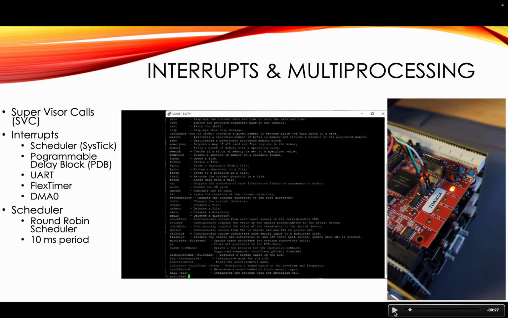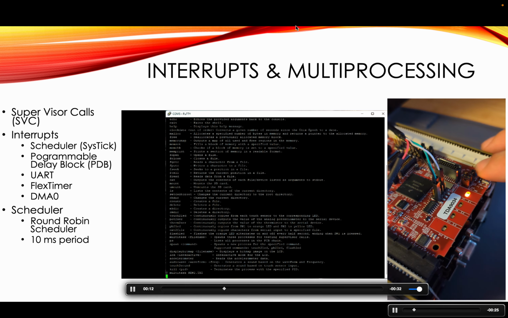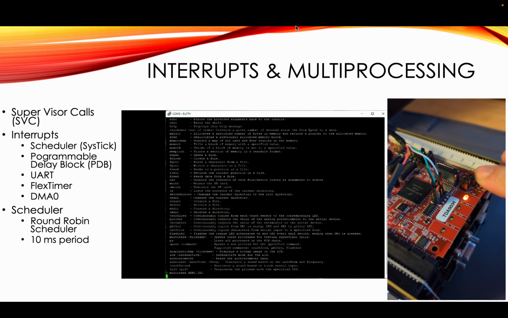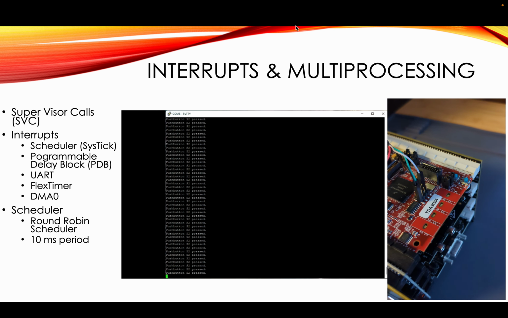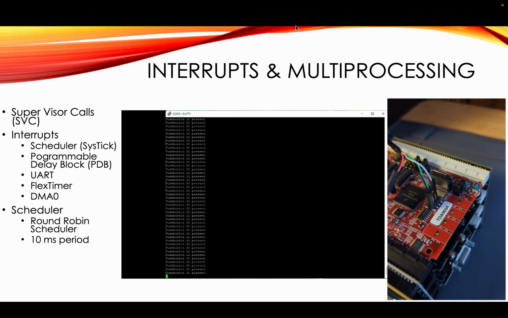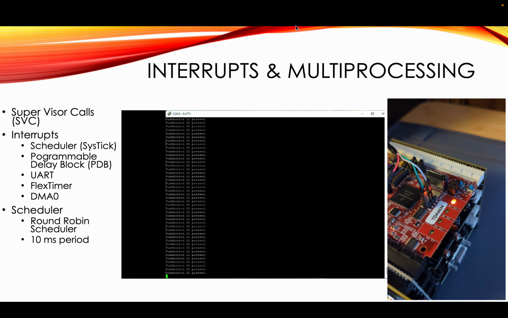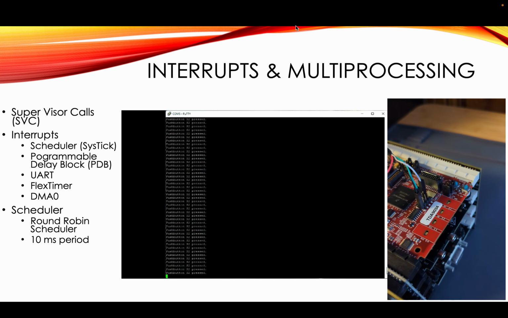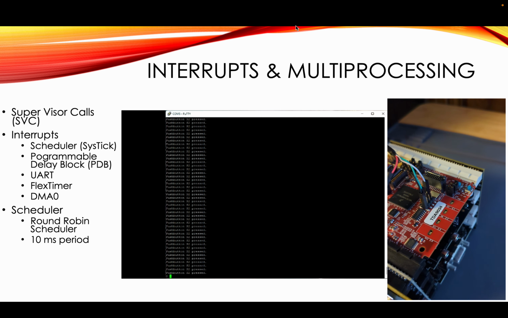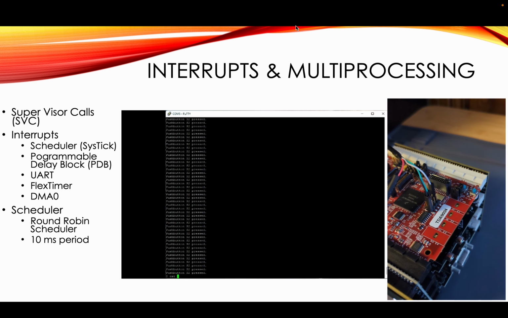Now, JOBOS also has multiprocessing, so we'll see here in a second. I'm running a multitask command that actually launches three processes. One, it gives the name of a file, and any terminal input will be copied to the file. If I hit the push button, it'll output to the UART that the push button was pressed. I also have a process running in a programmable delay block, blinking the orange LED off and on.